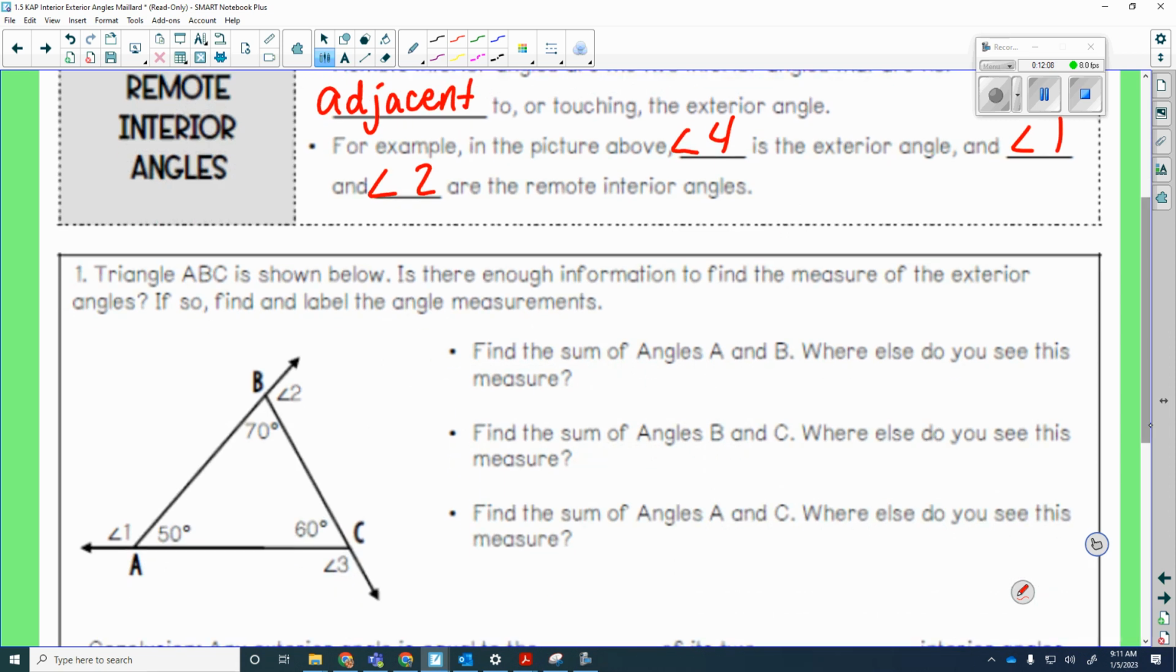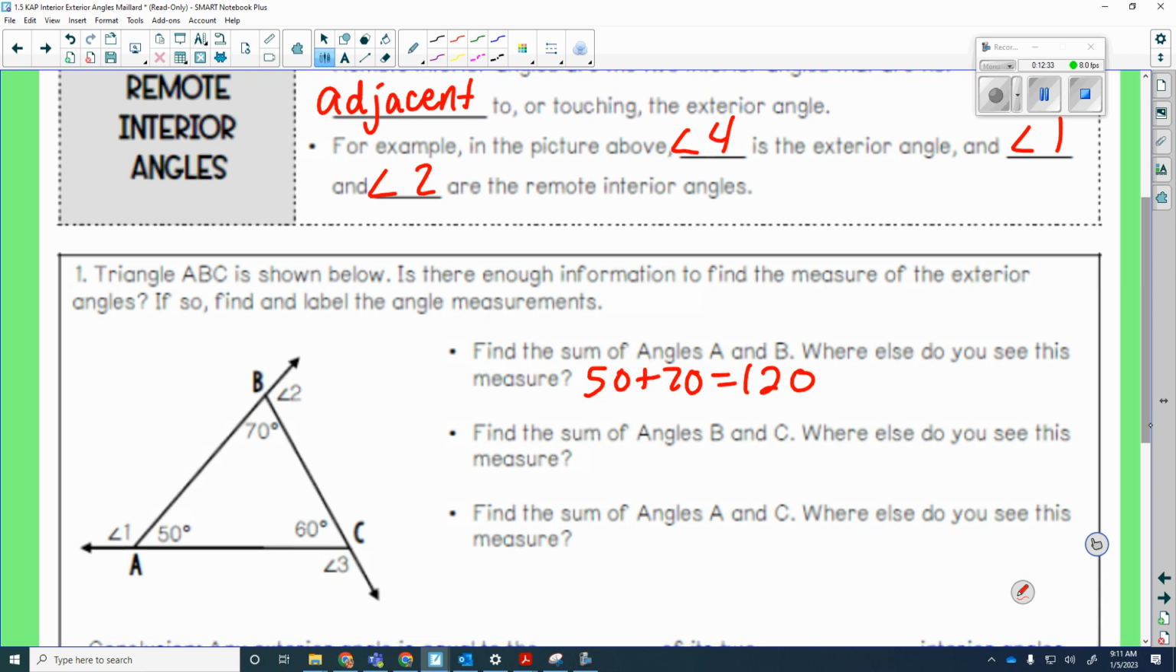Okay, here we have our example. It says, in triangle ABC shown below, is there enough information to find the measure of the exterior angles? If so, find and label the angle measurements. Okay, number 1, find the sum of angle A and B. So A and B, that would be 50 plus 70 is 120.